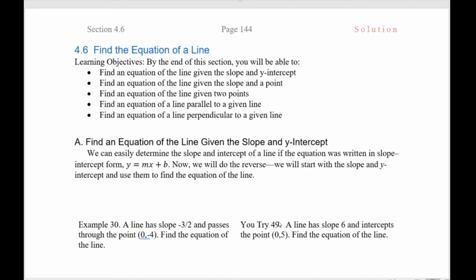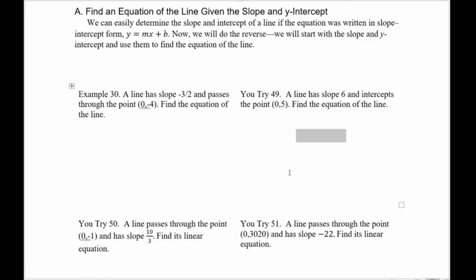Part A. So if we're given the slope and the y-intercept, we can now create the equation of a line using the slope-intercept form, y equals mx plus b. Our first example of this is number 30. A line has slope -3/2 and passes through the point 0, -4. Find the equation of the line.